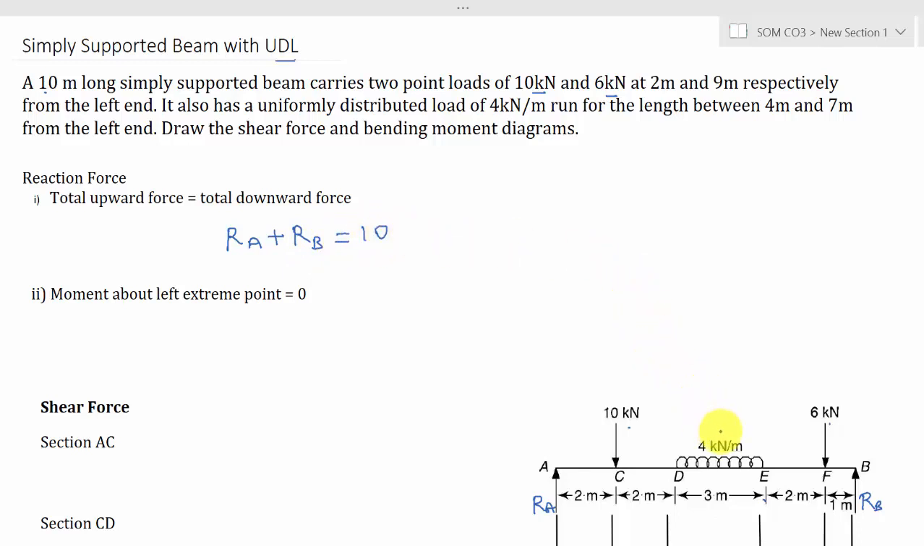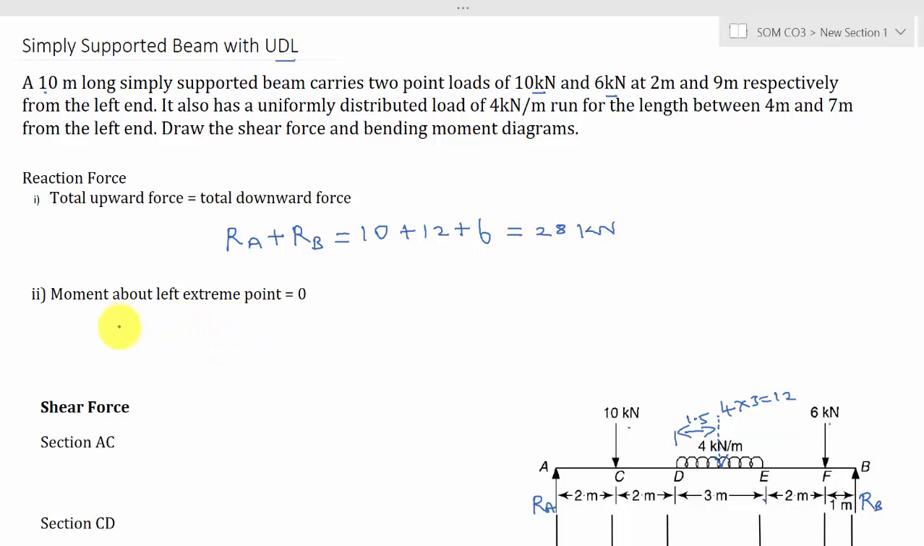Here the beam is subjected to a uniformly distributed load. If I convert this into a point load, its magnitude is 4 into 3, that is equal to 12, and it acts at a distance of 1.5 meter from point D. So it is plus 12, then plus 6, that is equal to 28 kilonewton.